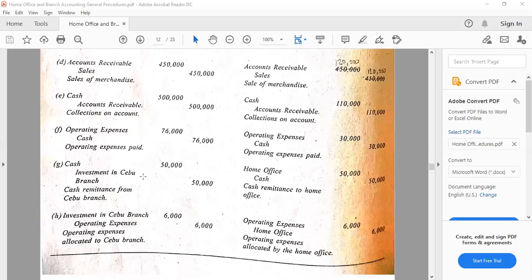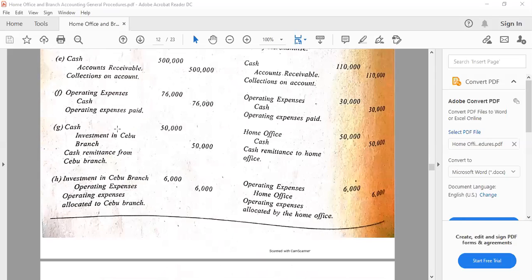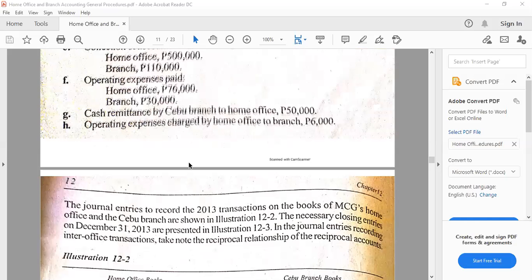So that's home office books, debit cash, simply the receipt of the money, and then credit the investment in Cebu branch, parallel to home office. Then for letter H, operating expenses charged by home office to branch, 6,000 pesos.